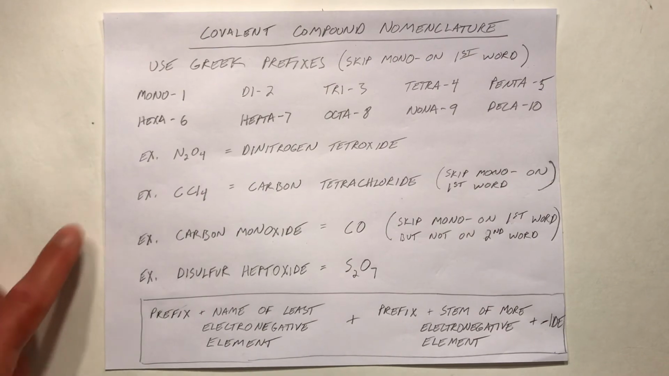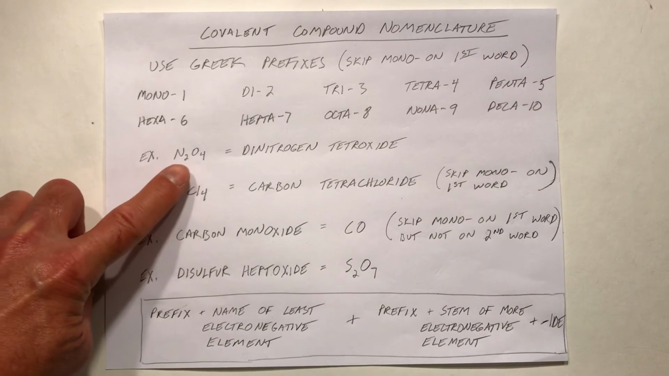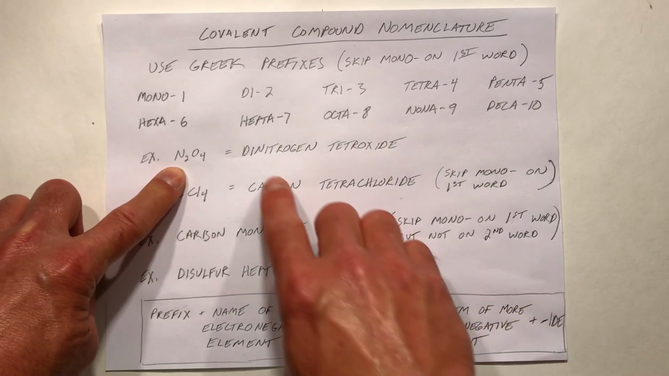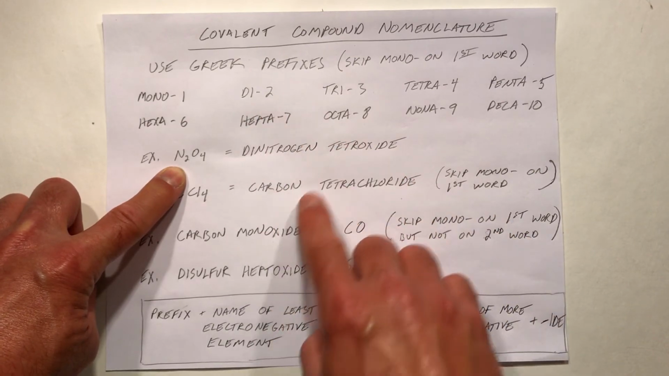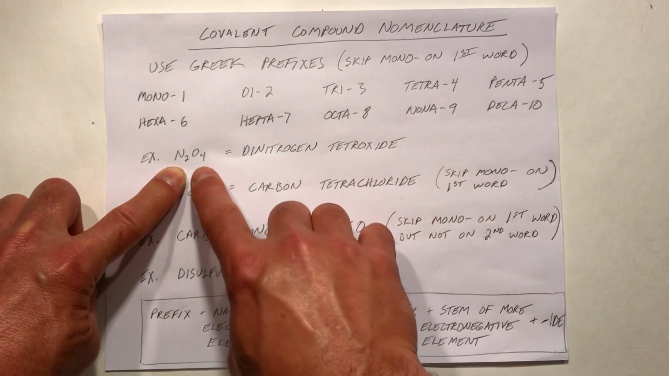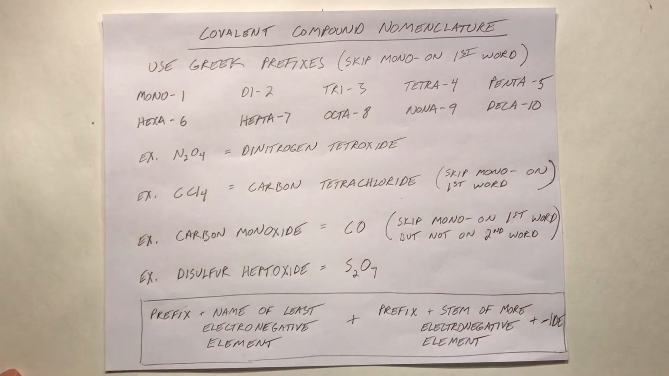Here are a few examples. N2O4. In English, that's 2 nitrogen 4 oxides. In Greek, dinitrogen tetroxide. Di is 2, tetra is 4. So 2 nitrogen 4 oxide, or dinitrogen tetroxide.